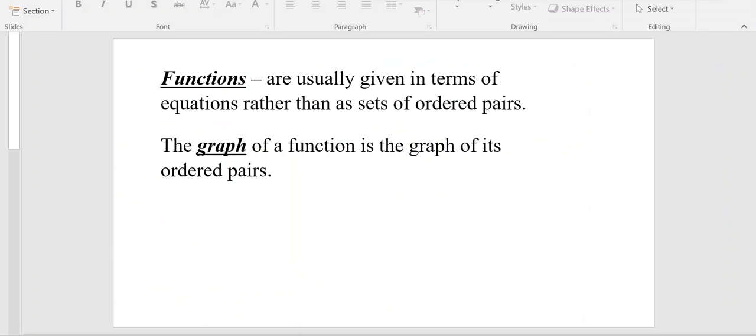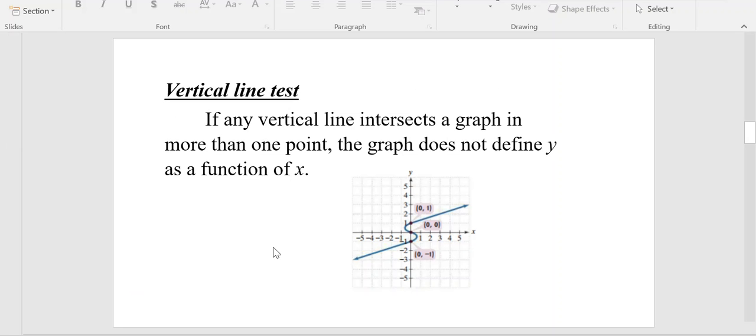Okay, so now that we know all the types of functions, let's go ahead and talk about the vertical line test. Why is it working? How do we know, using a vertical line test, if a graph is a graph of a function or it's not a graph of a function? Okay, let's define a vertical line test. If any vertical line intersects a graph in more than one point, the graph does not define y as a function of x.